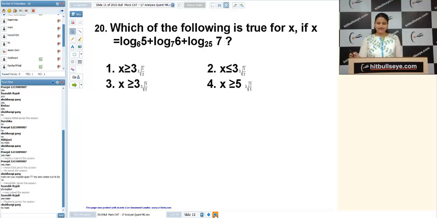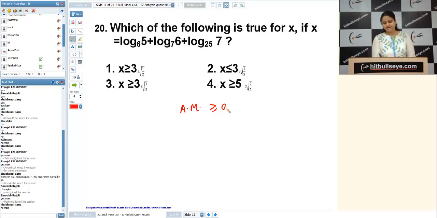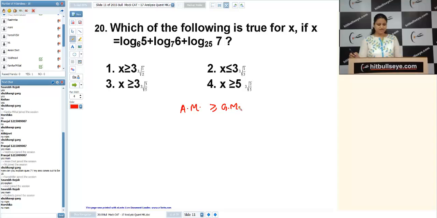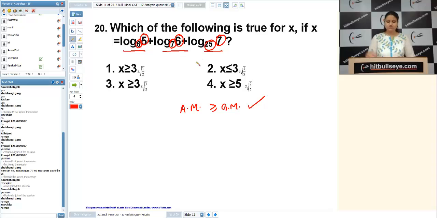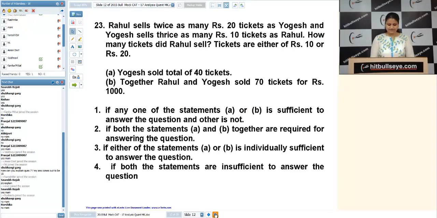20th one. Again, a question on the property that arithmetic mean is always greater than or equal to geometric mean. See, in every paper you are getting 1 or 2 questions on this property. Please master this inequality. Any problem in this? Simply you will take the arithmetic mean of these 3 terms and you will apply this property. As you can see, we are getting 6 in the base and 6 here, and 5, 25, 7, 7. So if you multiply all these 3 terms, they will get cancelled.